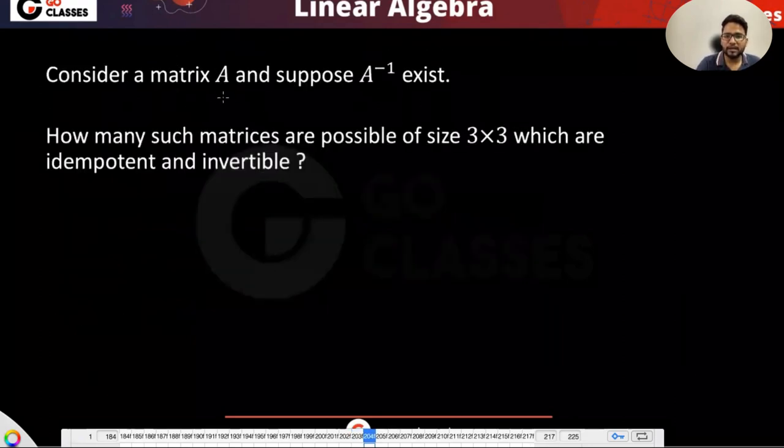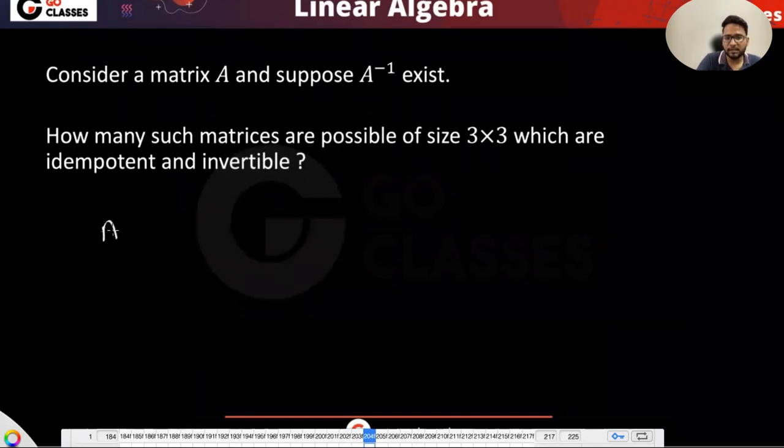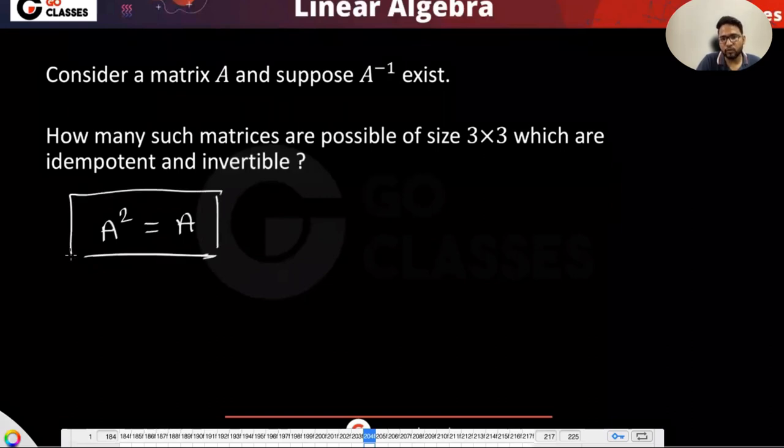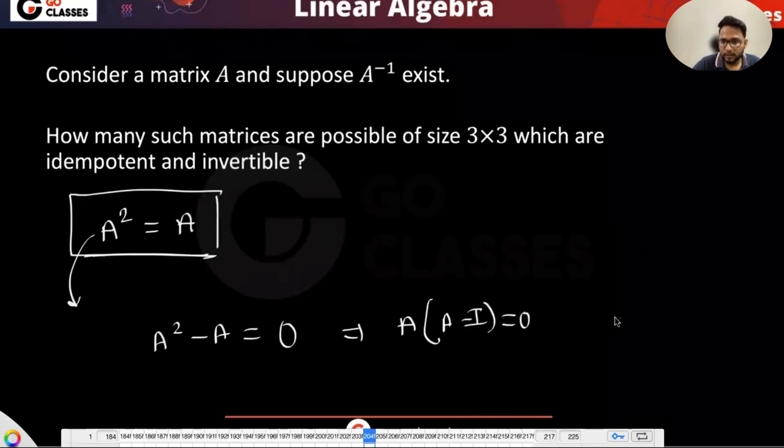Let's see this. Consider matrix A and suppose A inverse exists. Then they are asking how many such matrices of size 3x3 are possible which are idempotent and invertible. Invertible means A inverse exists. So basically they are saying that A square equal to A. Then for how many such matrices is this true? Let's see. It means A square minus A equal to 0. If you take A common, A times A minus I equals 0. And this means that A minus I equals 0. Why? Because A inverse exists.